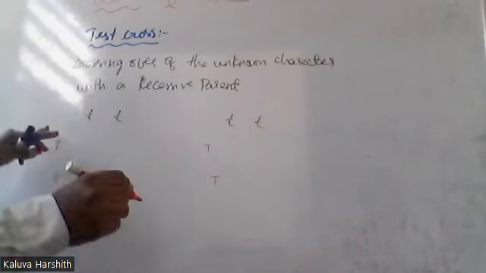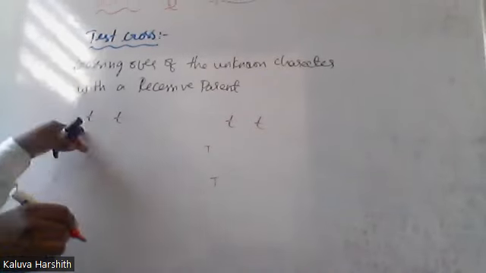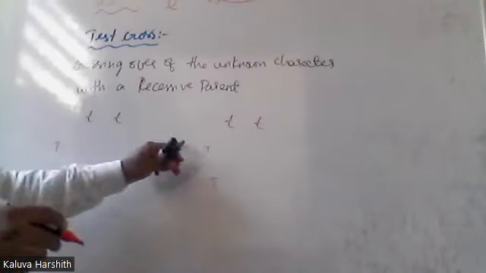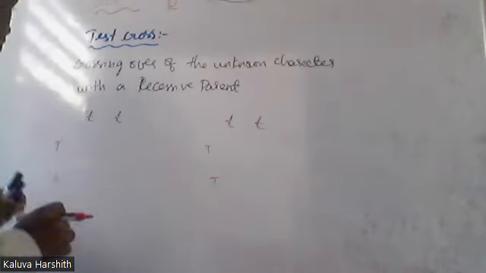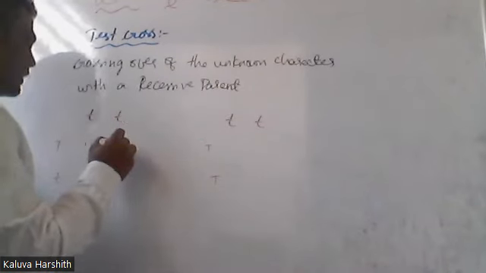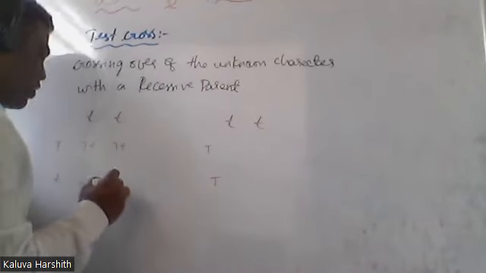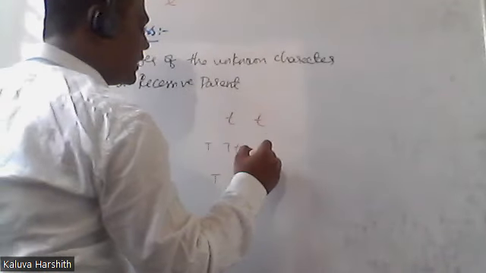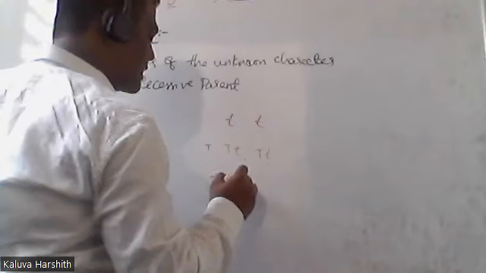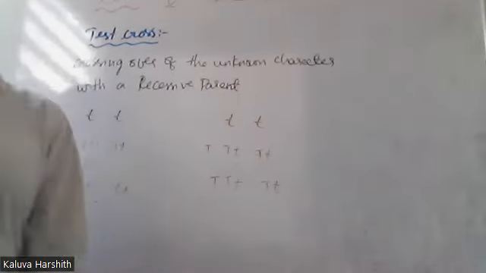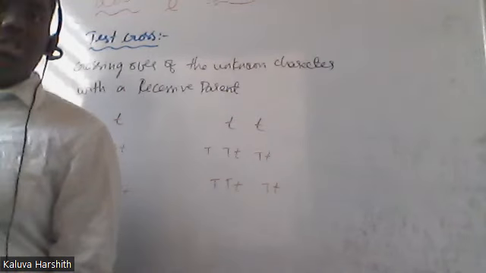To know whether it is this or this, we are crossing it with the recessive parent. This is the recessive parent. This is the progeny that is obtained. So can I say capital T, small t, capital T, small t, small t, small t, small t, small t, capital T, small t, capital T, small t, capital T, small t, capital T, small t. So we have got this progeny here.